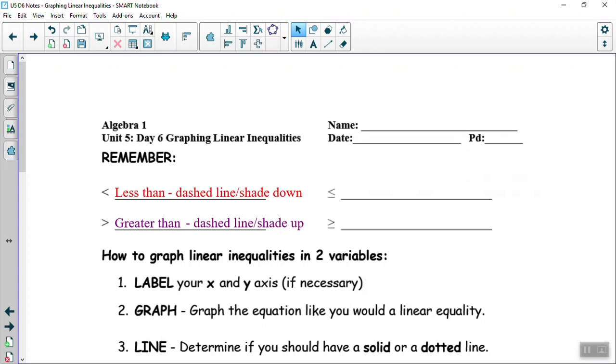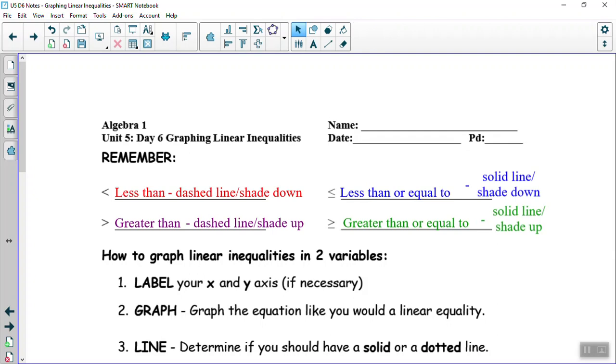All right, this one is less than or equal to. This is where we had the filled in circle, the closed circle. So when we're dealing with lines, we're going to deal with a solid line. Okay? And then less than, again, same as over here, means to shade down. Okay? And then greater than or equal to, all right? The equal to part means that it's going to be a solid line. The greater than part means, again, we're going to shade up.